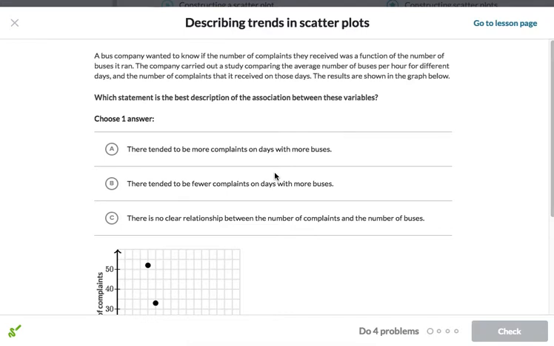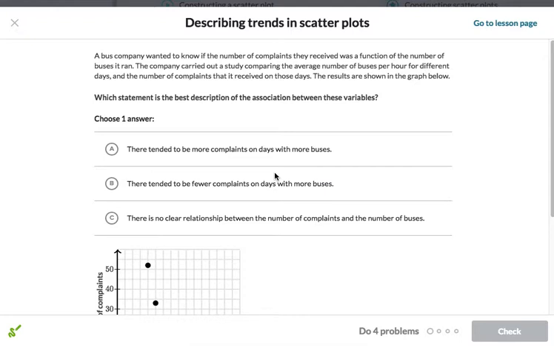Let's look at describing trends in scatter plots. Now we've already looked at scatter plots, and we've looked at linear associations and nonlinear associations, and we're going to take a look now at how we can actually describe the trends that show in scatter plots.